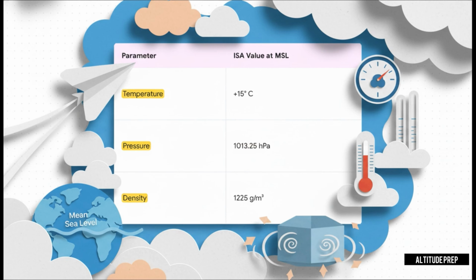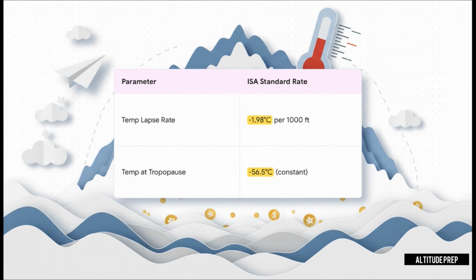You need to memorize these three values. No way around it. At mean sea level, ISA assumes a temperature of plus 15 degrees Celsius, a pressure of 1,013.25 hectopascals, and a density of 1225 grams per cubic meter. These are the absolute cornerstones of altimetry. This slide is definitely one you'll want to screenshot.